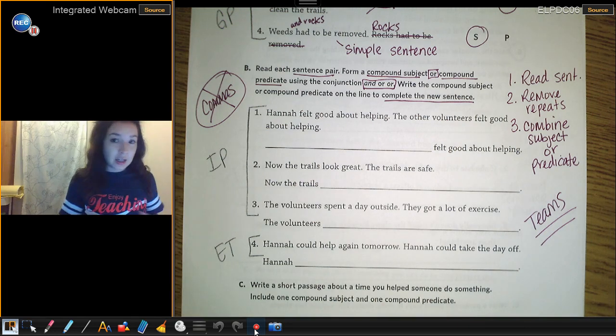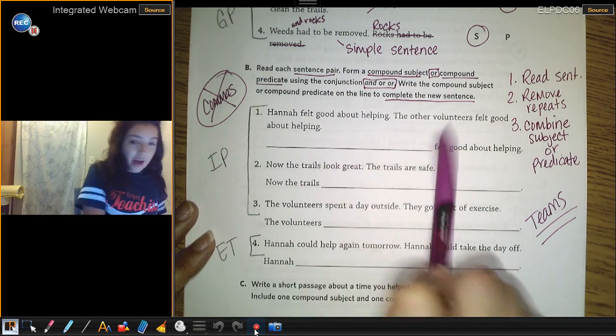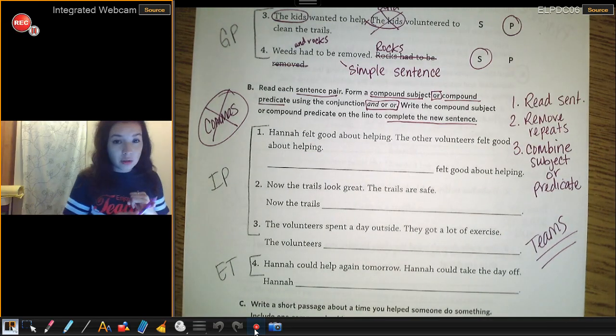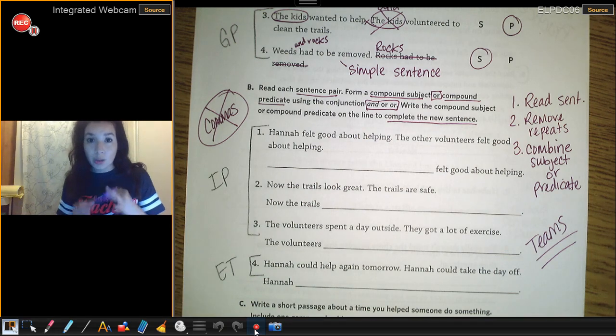So you're not adding anything new. You're using the information you have in these sentences. You're doing exactly what we did up here. You're taking out the repeated information and you're either combining the subject or the predicate.